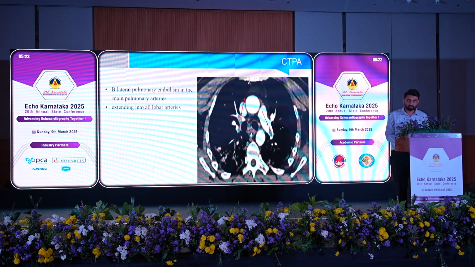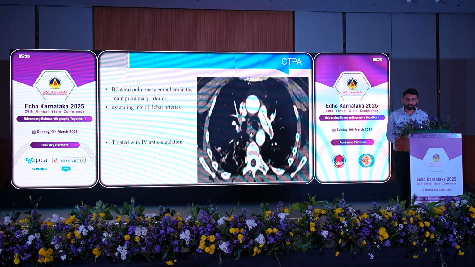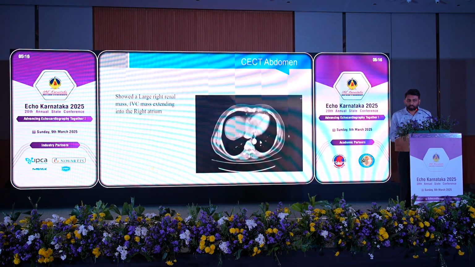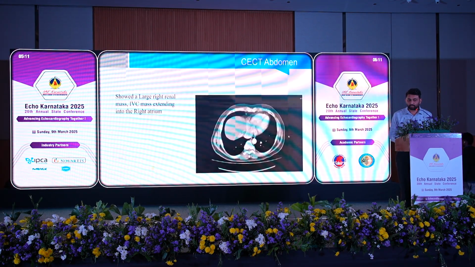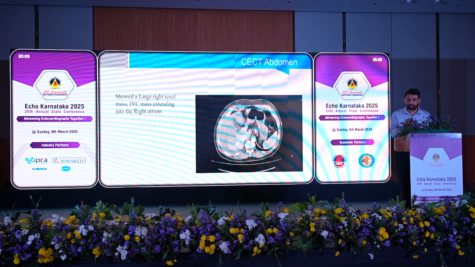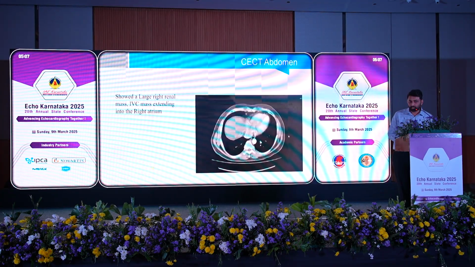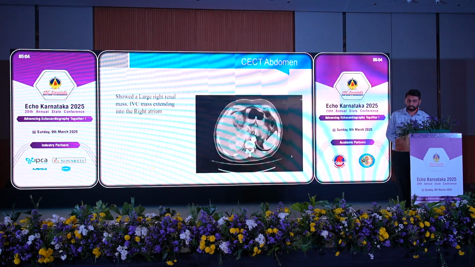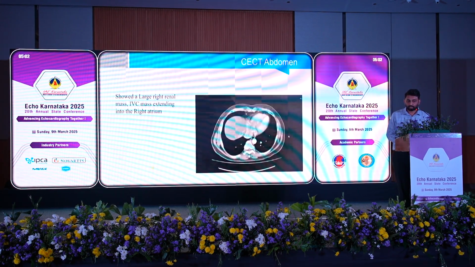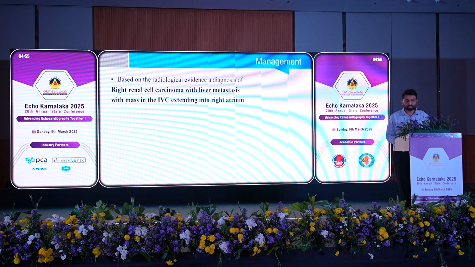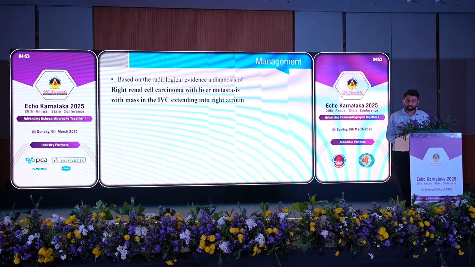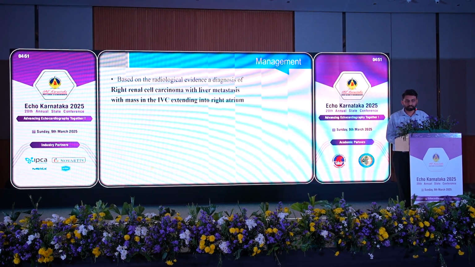We wanted to find the primary, so for further evaluation, first of all, the patient was started on IV anticoagulation. We got a CECT abdomen done, which, as you can see, shows the right atrial mass, including the IVC mass. There are also some liver mets, and there is a huge mass in the right kidney. So based on the radiological evidence, a diagnosis of a right renal cell carcinoma with liver metastasis and a mass in the IVC extending into the right atrium was made.